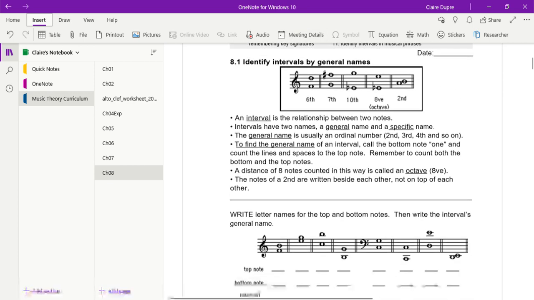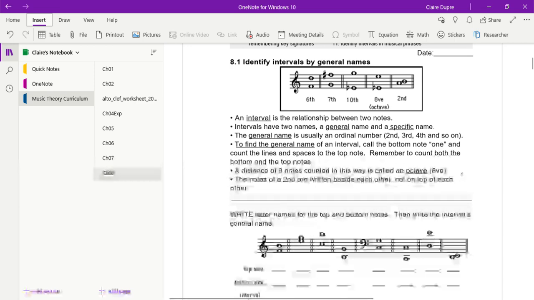So intervals is just the relationship between two notes. Intervals are going to have a general name and a specific name. We are just worrying about the general name right now. So here's how to find the general name. It's going to be just a normal ordinary number like a second, third, fourth, fifth, sixth, seventh, eighth, ninth, 10th, 11th, 12th, and so on and so forth.